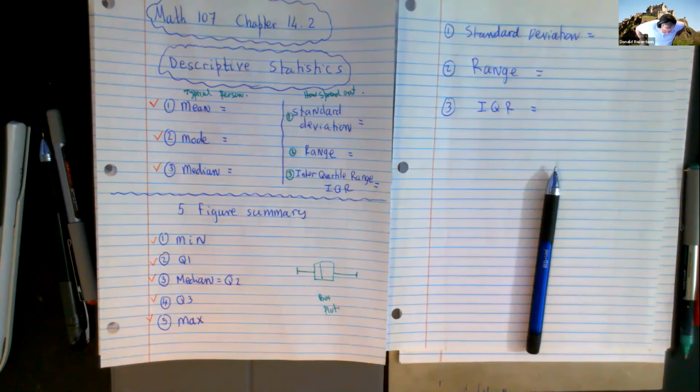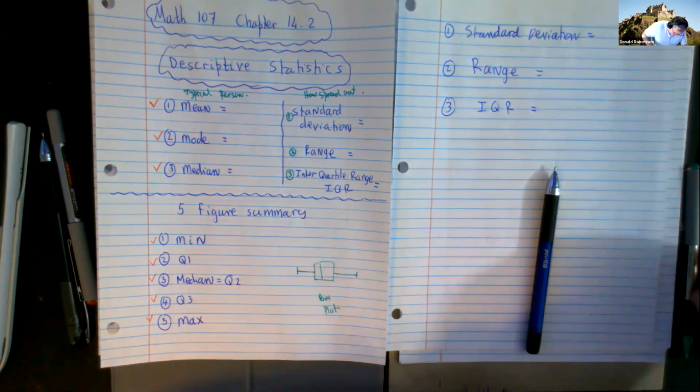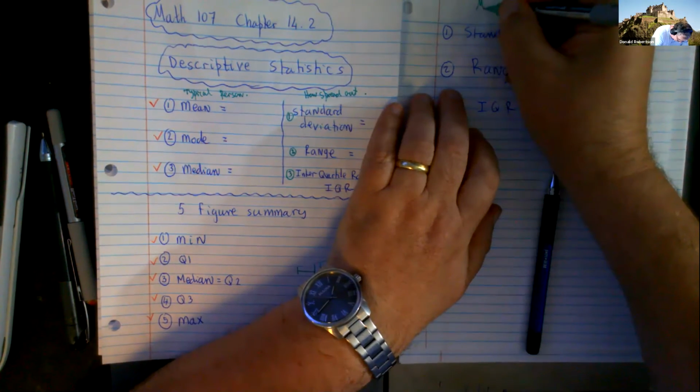Okay, so we are going to find standard deviation, range, and IQR, and these are measures of how spread out things are.